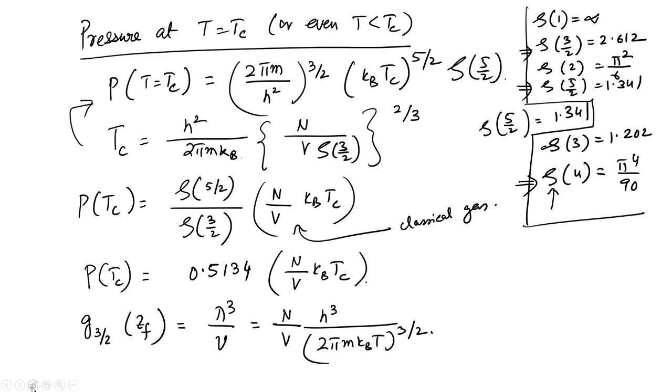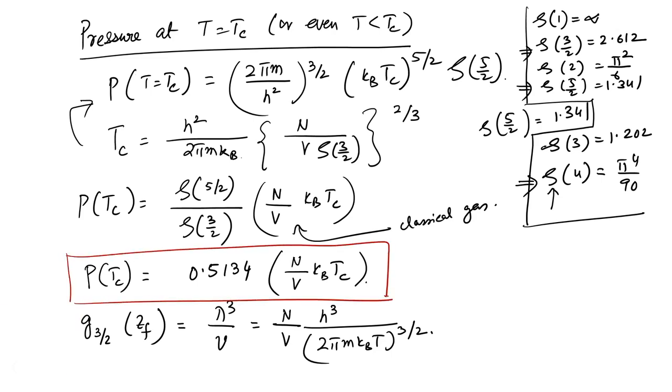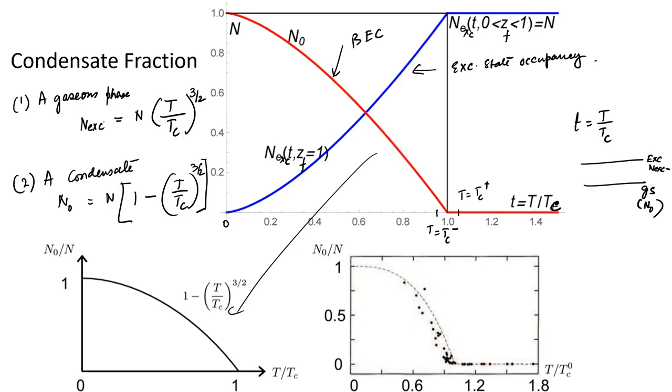Okay. So one very important result is this one. Let me just box it here. You see that the pressure at T equal to TC is half of the classical pressure. And where is it coming from? It's coming all from the excited state particles, the particles that are there in the excited state. So at T less than TC, there are particles in the excited state, which you have seen from this plot, right? So you have particles here which correspond to the excited state occupancy at T less than TC. So these are the ones which exert all the pressure.